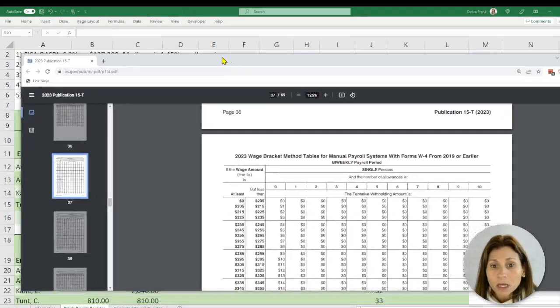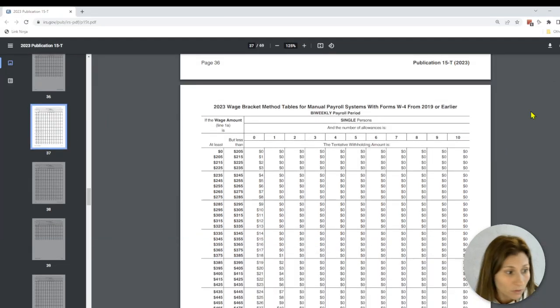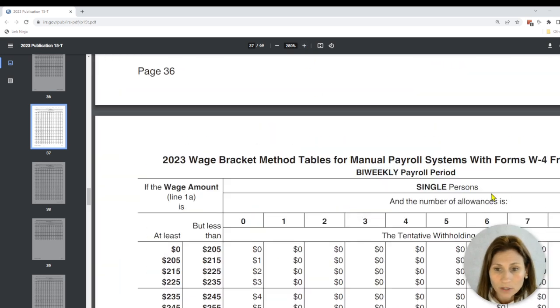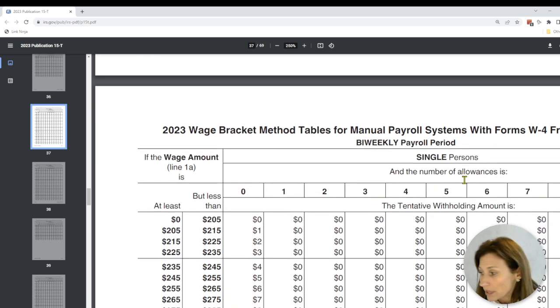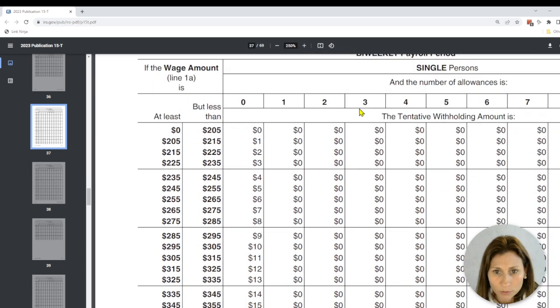I'm going to drag over that table for you to see if I can get it. All right, here we go. And so this is the table. Super tiny. Let me see if I can increase this a little bit for us. There we go. So we can see here, this is the single person's biweekly. This is page 37 that I'm looking at. And this tells me the number of allowances for that single person, 0, 1, 2, and 3. I think for our problem, we had some with 3 and 1 and 2. So these are the 3 columns that we would be looking at. And we can see here the wage amount says at least 0, but less than 205, then that would be the withholding amount.